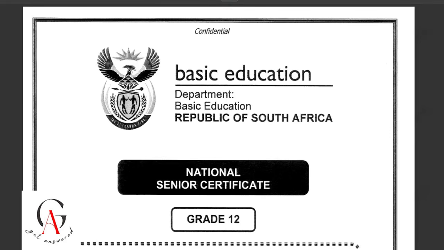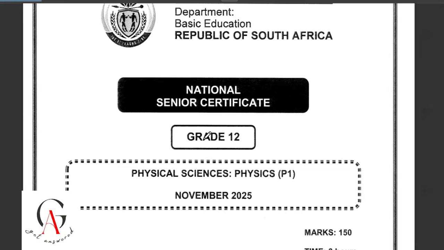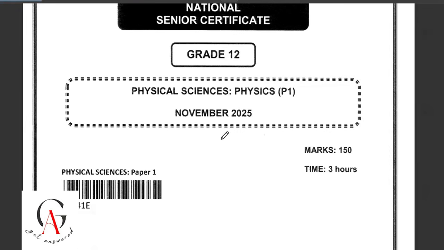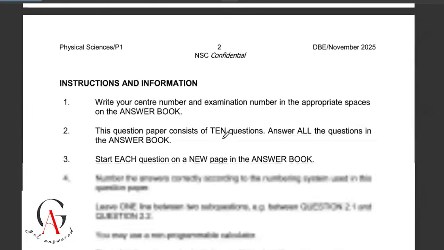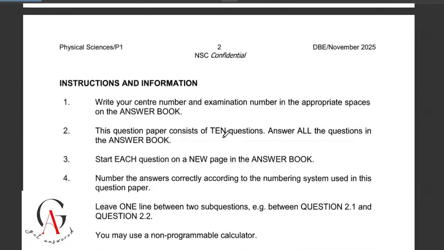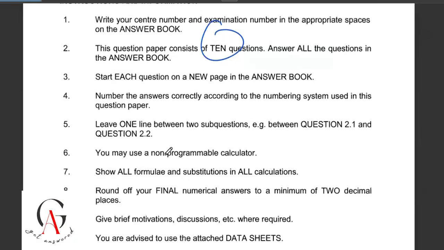In this episode, we're going to be talking about the proposed memorandum for the November 2025 Physical Sciences Paper 1 for the grade 12s. Okay, so the paper is out of 150 for 3 hours, and we have the instructions. We have a total of 10 questions that we need to look at.